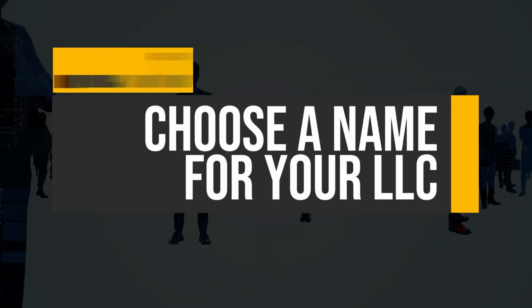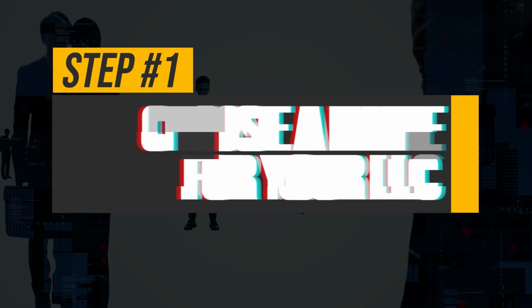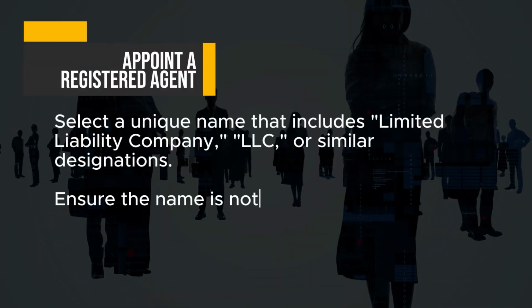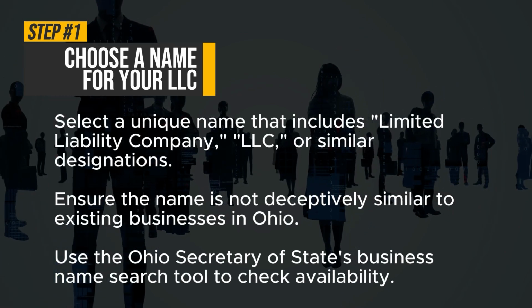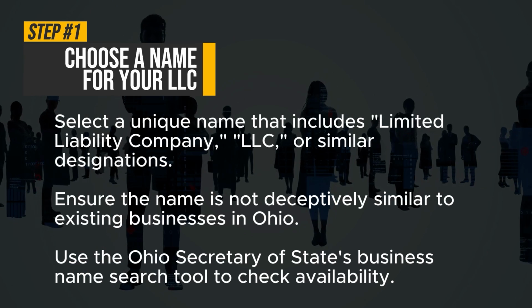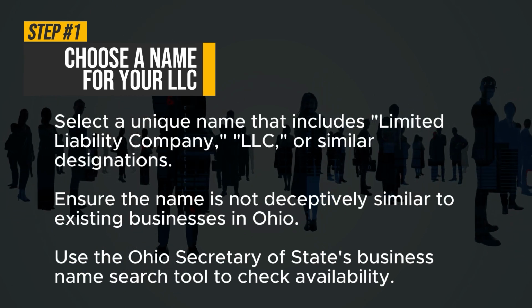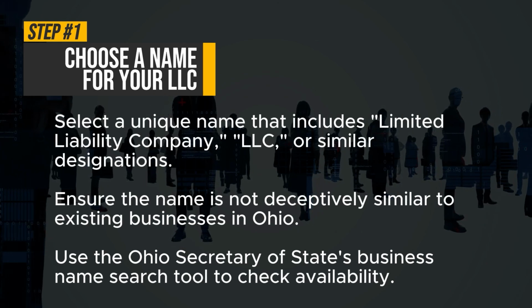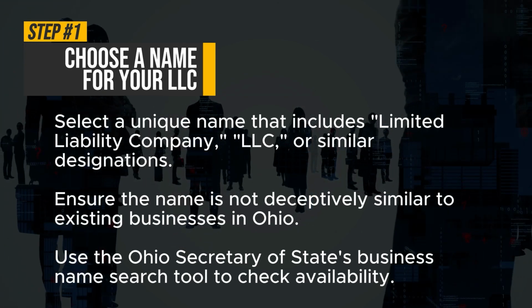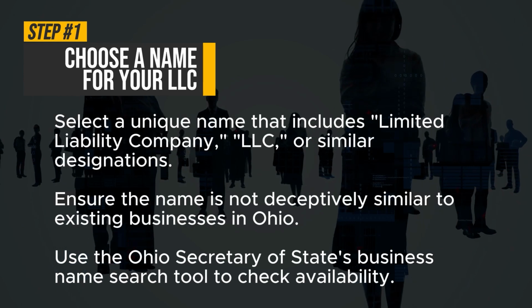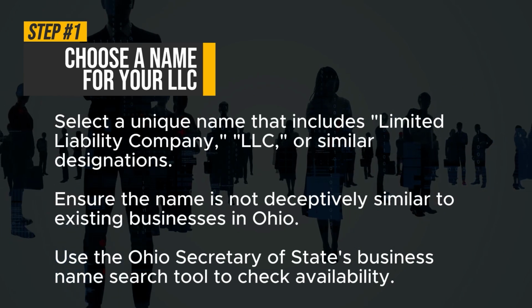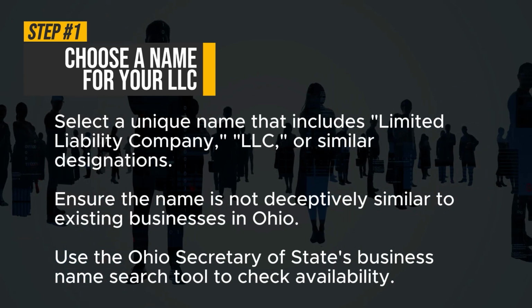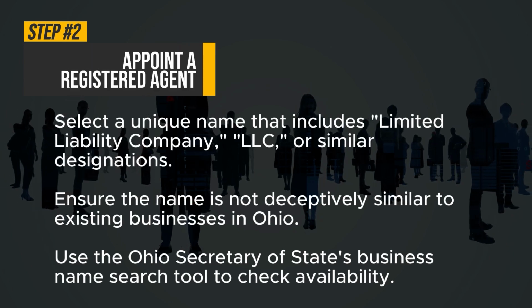Choose a name for your LLC. The first step in establishing your LLC in Ohio is selecting a unique name that adheres to state naming requirements. Your chosen name must include the phrase Limited Liability Company, LLC, or similar designations to clearly indicate that its status is an LLC. Additionally, the name should not be deceptively similar to any existing business names registered in Ohio. To ensure your desired name is available, utilize the Ohio Secretary of State's Business Name Search tool. This will help you avoid potential legal issues and ensure that your LLC has a distinct identity.